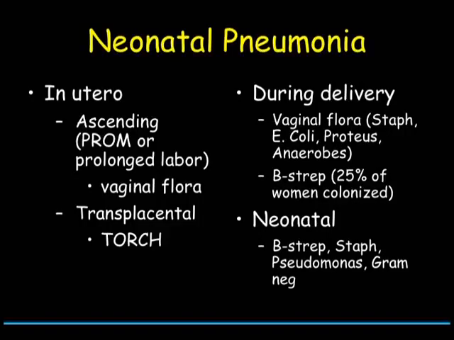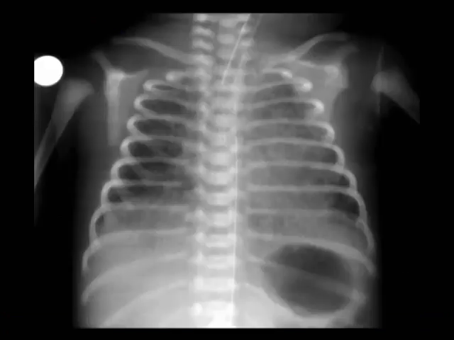Neonatal pneumonias can be obtained in utero, and those will either be ascending from premature rupture of membranes or prolonged labor, or TORCH infections. They can be obtained during delivery as the baby is exposed to vaginal flora, and this is where the typical beta strep infection comes in. And then they can be obtained once the baby's born and in the NICU, and there are a variety of organisms involved there. The thing that's different from adults is that babies don't tend to get lobar pneumonias. They tend to get diffuse pneumonias. And one of the big clues that you are dealing with a pneumonia is if you see a growing pleural effusion. And that's usually beta strep infection as well.